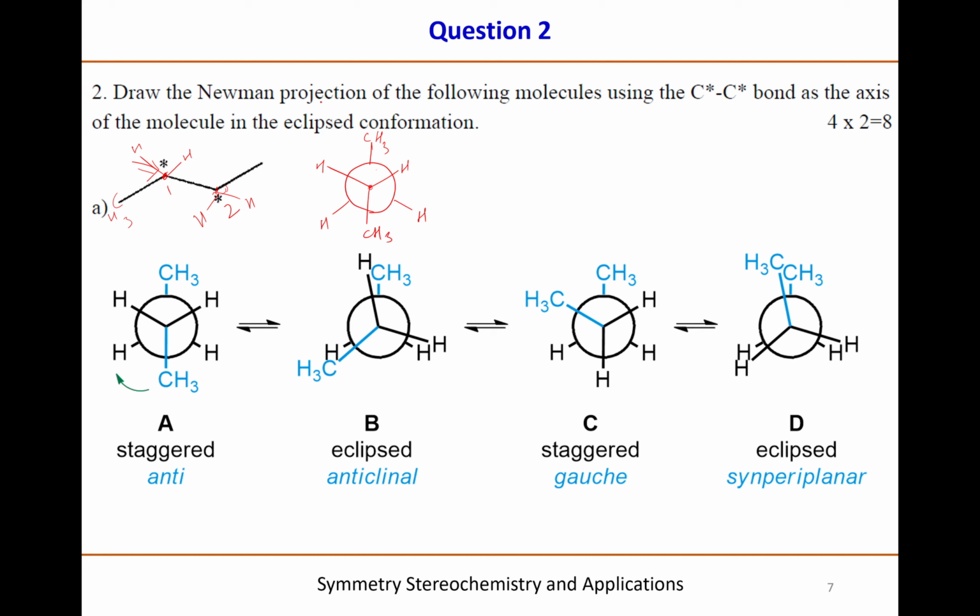Now the question is: draw the Newman projection of the following molecule using the C-C bond as the axis of the molecule in an eclipsed conformation. This is the staggered one. What is eclipsed conformation? When one atom overlaps with the other atom on a different carbon, that is called the eclipsed conformation. That means each and every atom is behind the other atom, like these 2 carbons are on the same plane, right? Same side, like this first carbon is just above the second carbon, right?